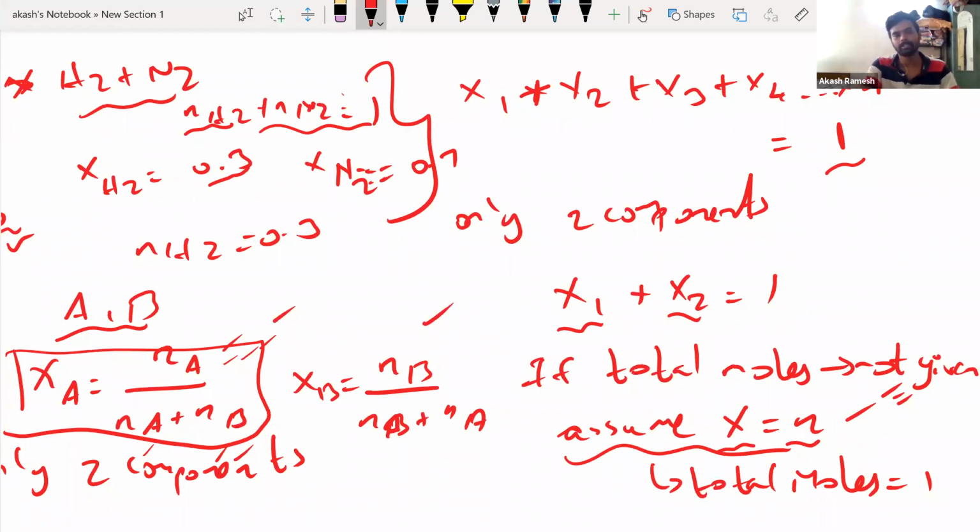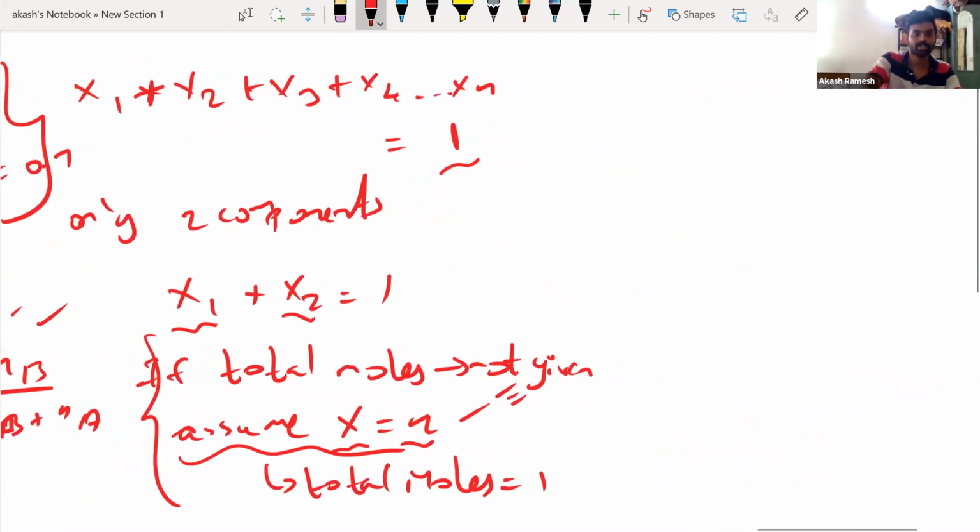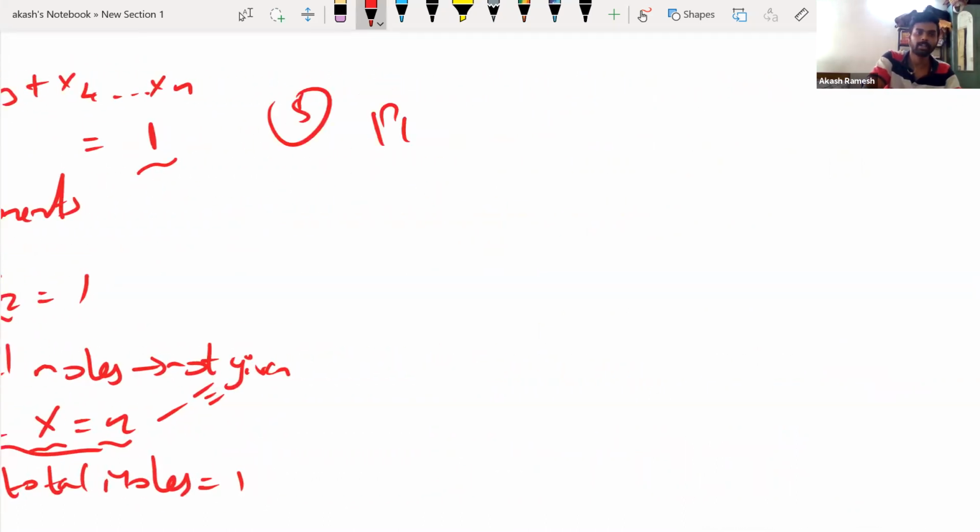So that is what mole fraction is about. Very simple. 90% of the times you will not be using this assumption, whatever I told you here. Sometimes you will use it, but 99% of times you will directly use the formula: Na divided by Na plus Nb, and the same way Nb divided by Nb plus Na for mole fraction. Fine. So that is about mole fraction, and the last concentration term we have is ppm. ppm full form is parts per million.